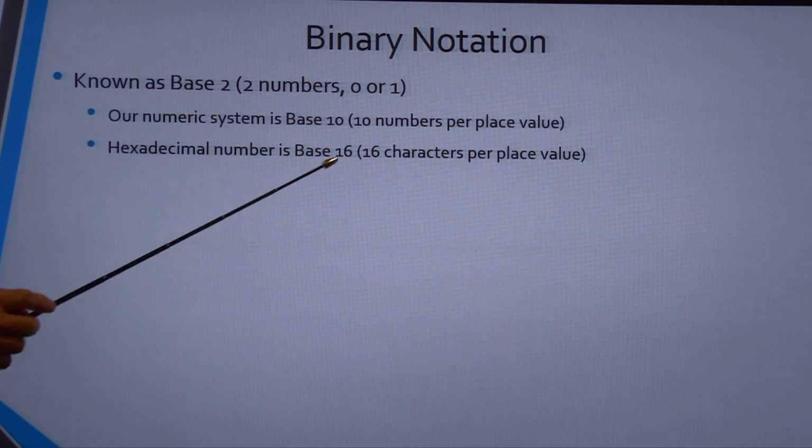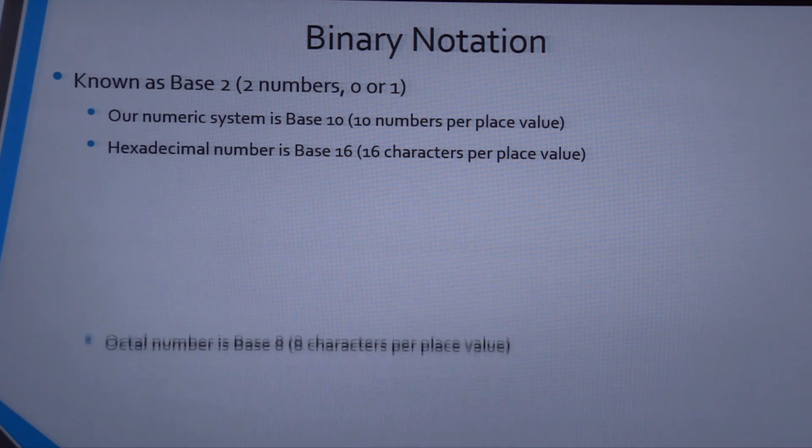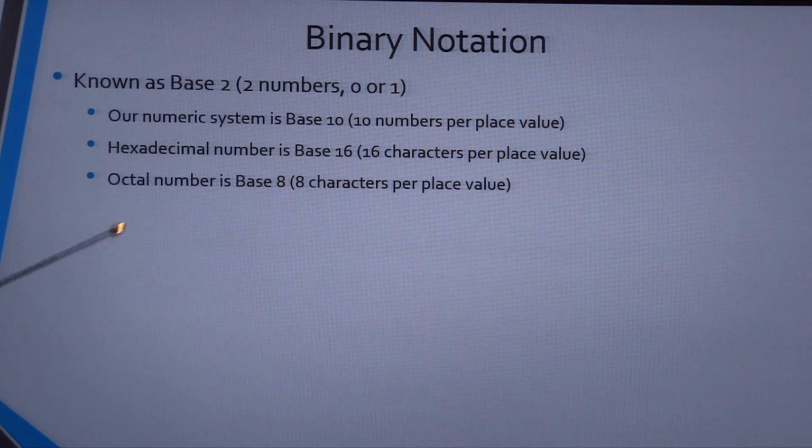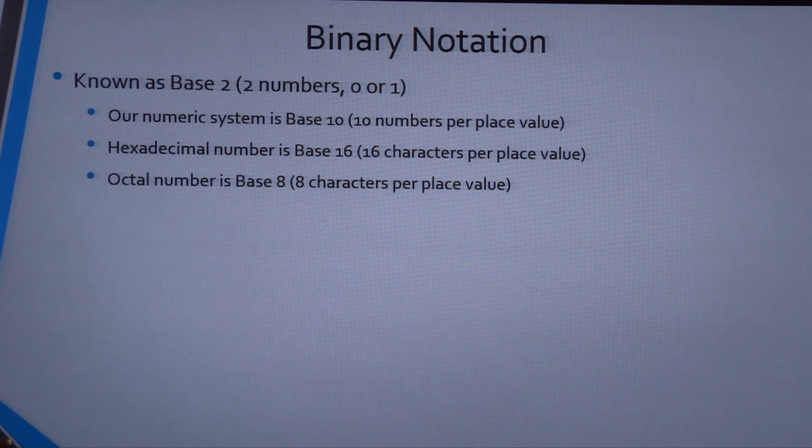Hexadecimal is base 16. It actually uses the numbers 0 through 9 and then the letters A, B, C, D, E, F. It takes a little practice to know some of this. There's another system called octal. Octal, of course, is like octopus: 8 characters per value.